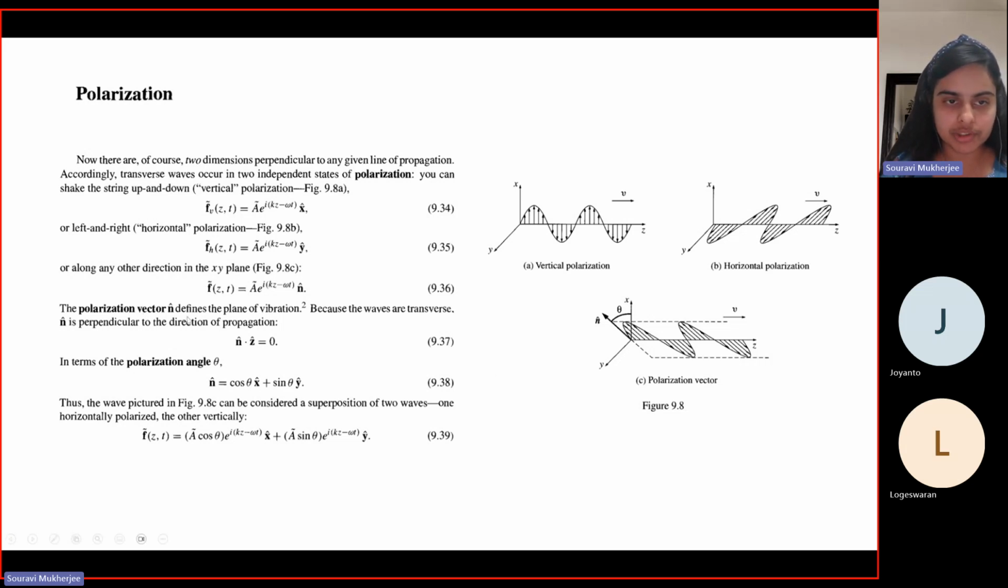Now, if your polarization vector is given as n cap, then because it's a transverse wave, n dot z cap should go to 0. So for any polarization angle theta, this is how you can define your polarization vector. In general, if the electric field is along x, then the magnetic field will be along y, given that the propagation is happening along z. They should be mutually perpendicular to each other. When we define polarization, we define it in terms of the electric field oscillations.